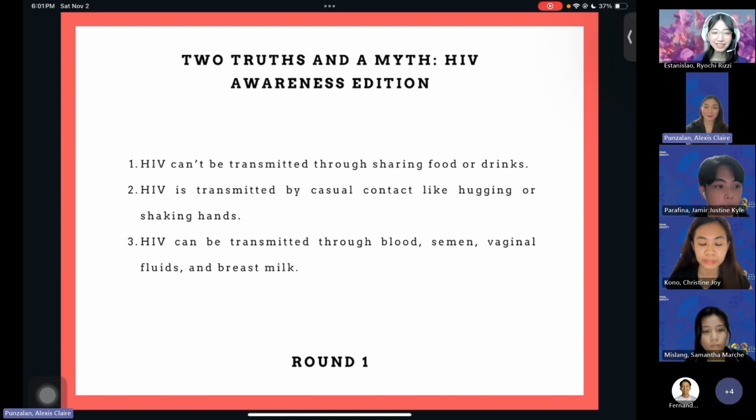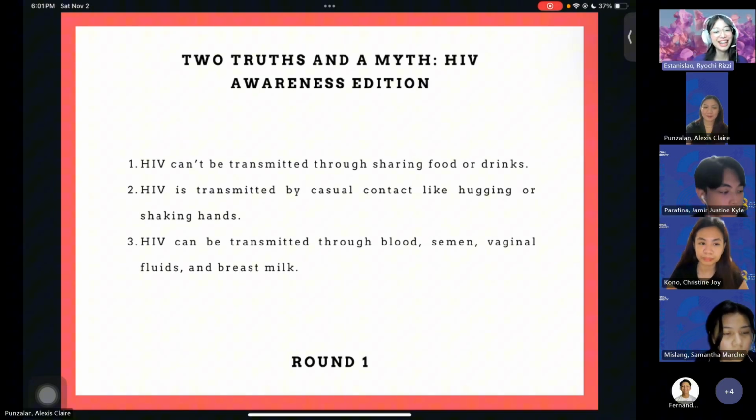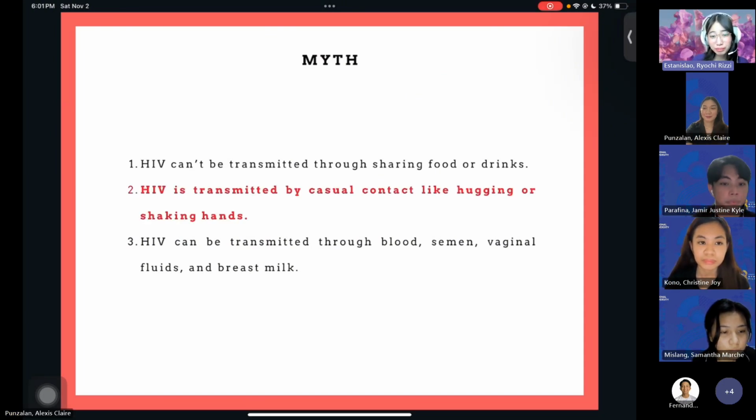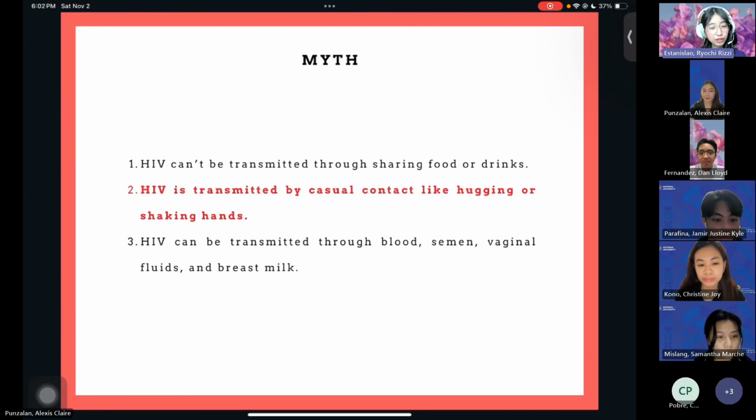That's all, po. You're right. The myth here is statement 2. HIV is not transmitted by casual contact like hugging or shaking hands. This is an important misconception that we need to clear up, as clear communication about transmission modes is crucial for reducing stigma.